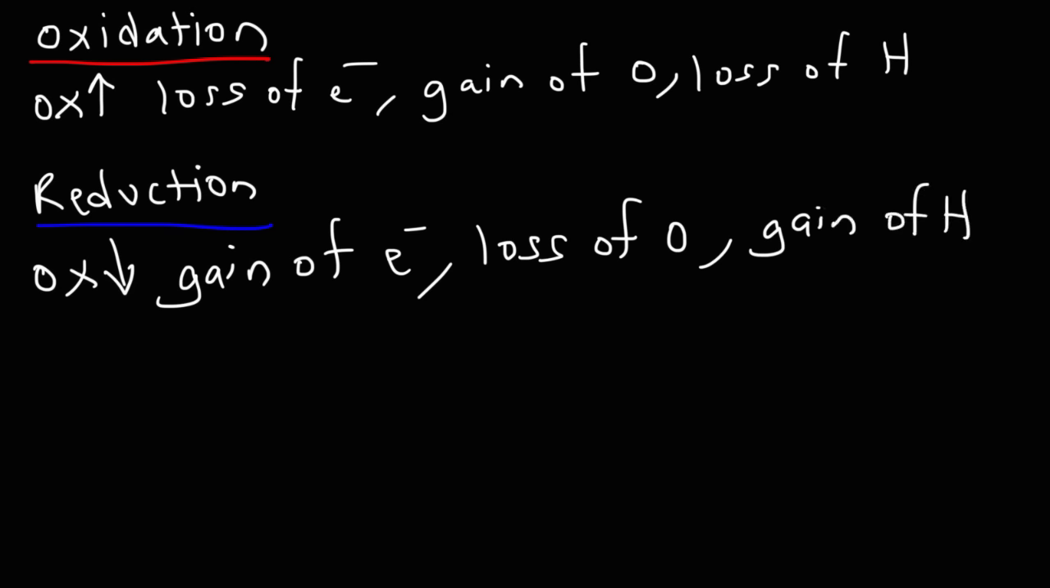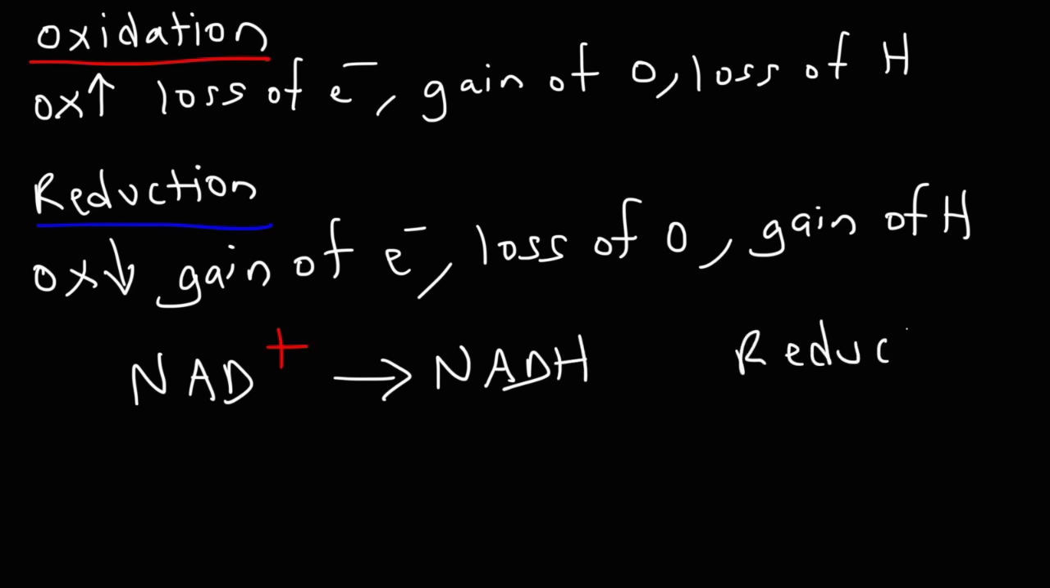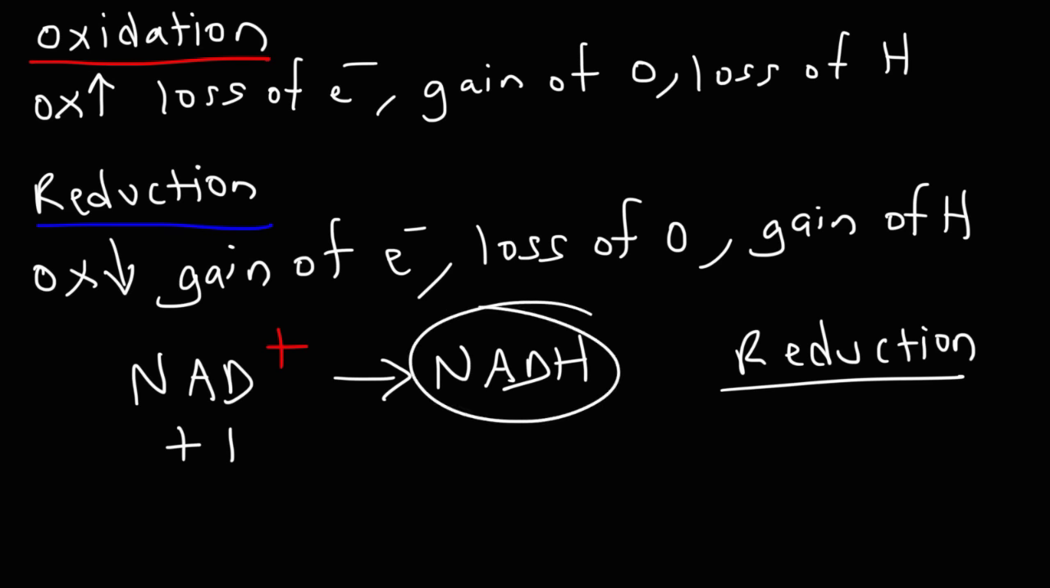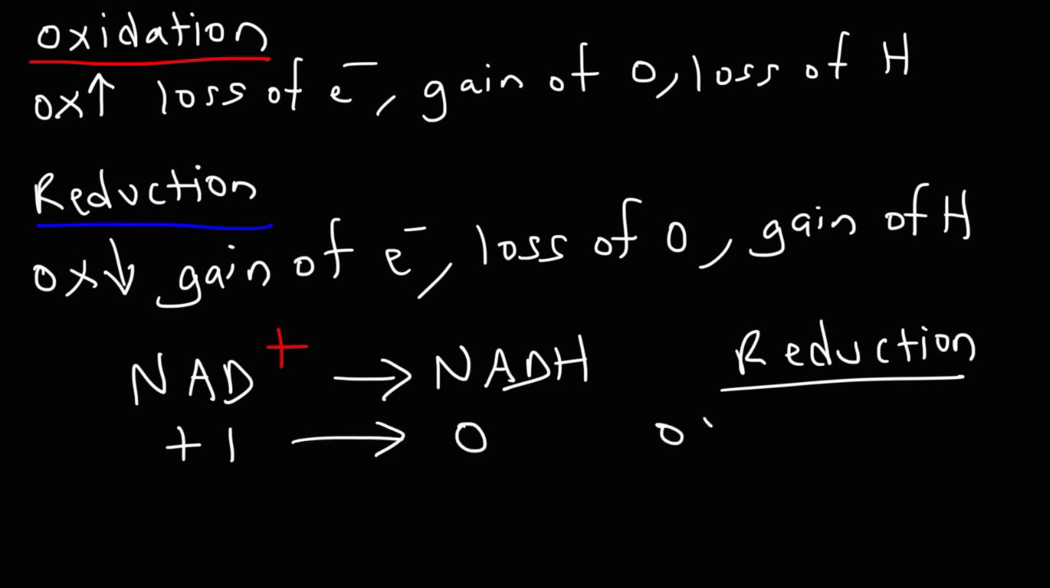So let's use NAD+. Let's convert this into NADH. There are two ways in which we could determine that this is indeed a reduction reaction. The first has to do with the oxidation state. This has a positive charge, so the oxidation state is plus one. This doesn't have any charge. The oxidation state is zero. Going from one to zero, the oxidation state decreased, or it was reduced. So that's a reduction reaction.